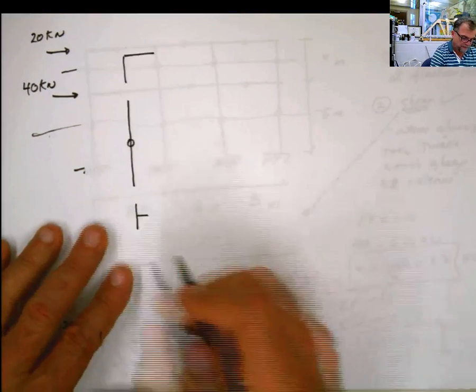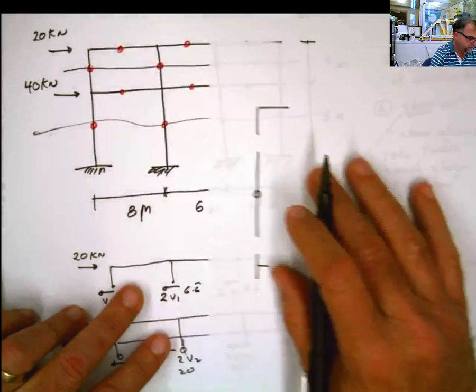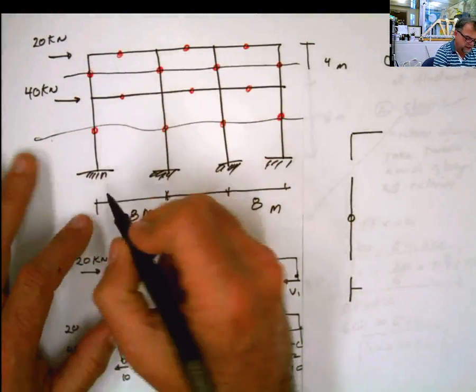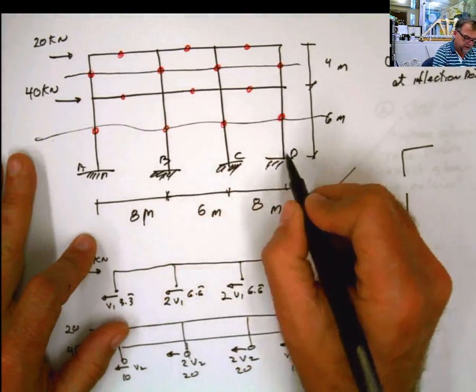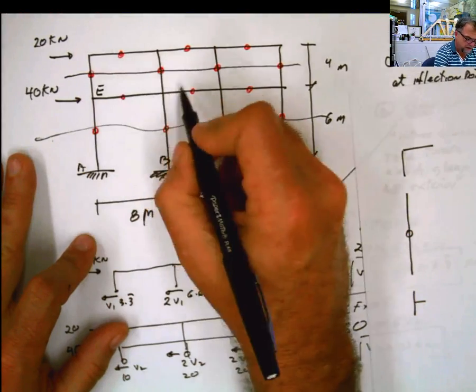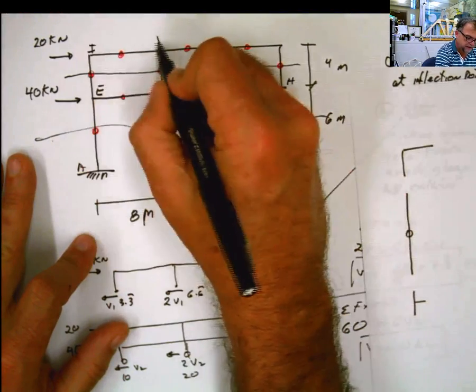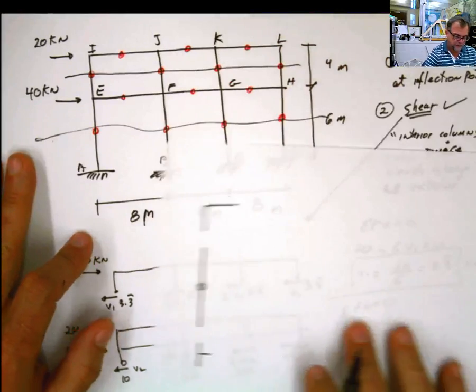This joint is the joint that I haven't put any name into. Let's put names to these, and let's say this is A, B, C, D, E, F, G, H, I, J, K, L, M, N, O, P. Okay, there you go.